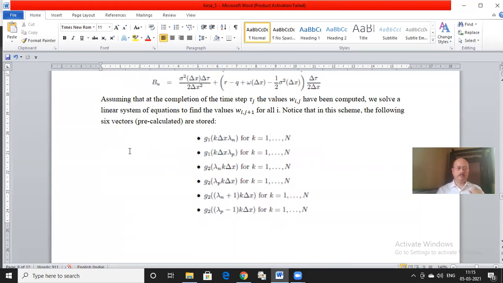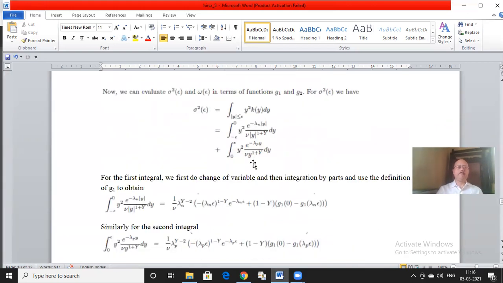Now notice that these G1, G2 function evaluations are pre-calculated. So G1 at k delta x, lambda n, lambda p, G2 also, and then G2 at lambda n plus 1 and lambda p minus 1 for each of the k, they must be pre-calculated, and you can check that they are pre-calculated and stored. Because G1, G2 functions are known functions, I can evaluate those integrals separately and store them. As soon as I have decided on the grid size and the parameter values, lambda n, lambda p has to be fixed, because to define the density I need to decide on the values of lambda n and lambda p. But once I have done that, these numbers are all known for me. Fine.